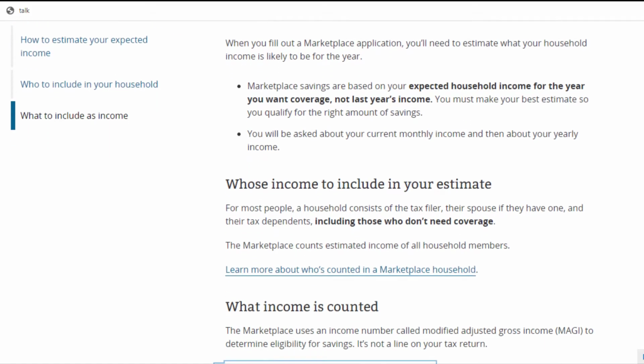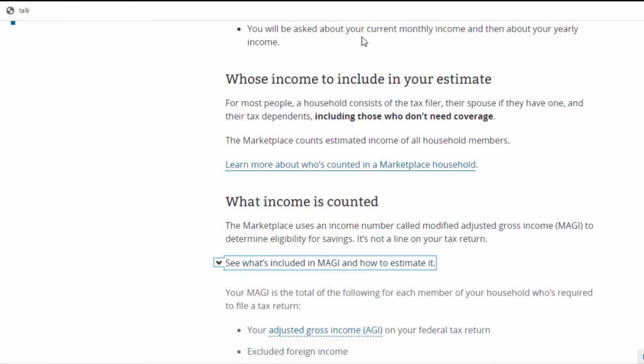Now let's scroll down. So it's going to say whose income to include in your estimate. For most people, a household consists of the tax filer, their spouse if they have one, and their tax dependents, including those who don't need coverage. The marketplace counts estimated income of all household members. So you have to include the income of all of your household members. That's very important.